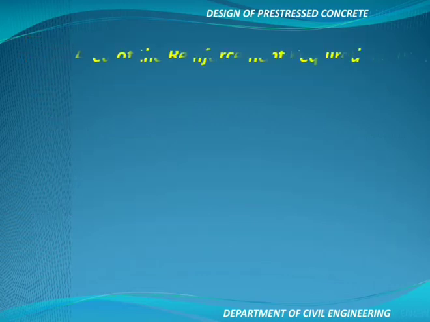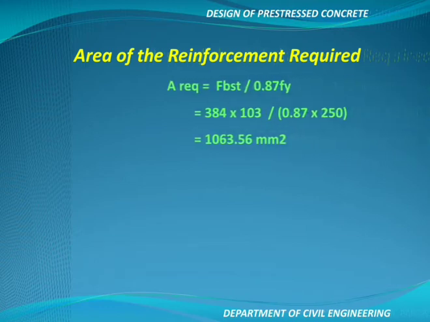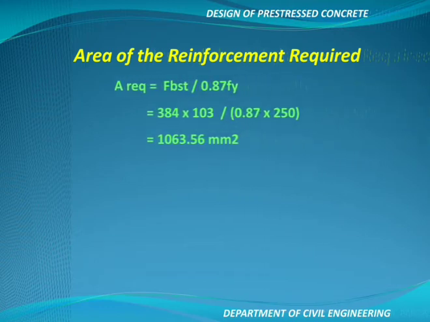So now for this force, let us go ahead with the design of reinforcement. The area of reinforcement required is equal to bursting force divided by 0.87 Fy. So substituting all the values, please excuse me, here it should be 10 raised to 3, not 103. This is 10 raised to 3 because this force is in kilonewton, or this is multiplied by 1000. So we get an area required as 1063.